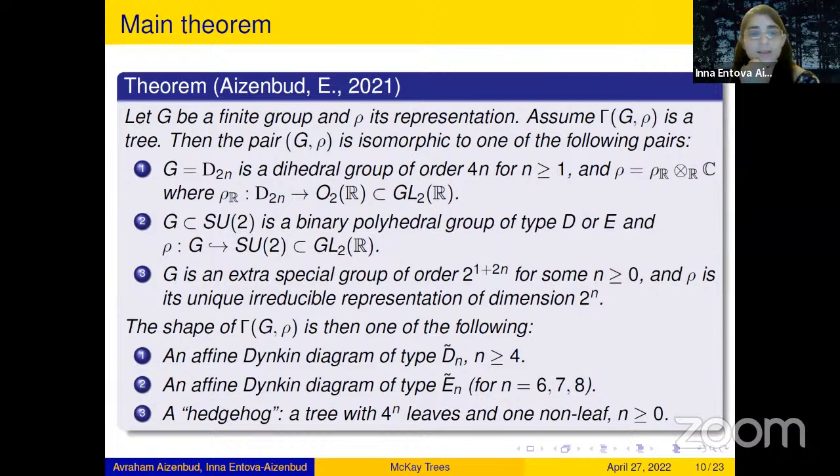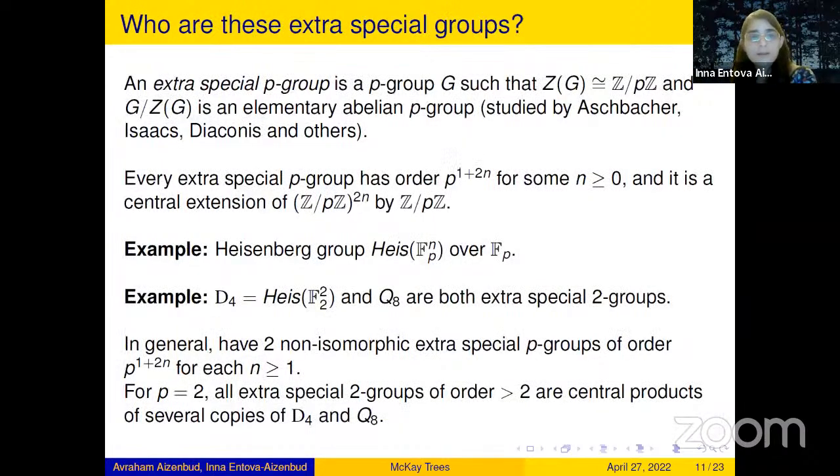Okay, so who are the extraspecial groups? So the extraspecial groups are p-groups, which are built in the following way. We can take an elementary abelian p-group. So this is just the cyclic group on p letters to some power, or if you want a vector space over Fp. And then we take a central extension by the cyclic group Z modulo pZ. And these groups have been studied by Aschbacher, Isaacs, Diaconis, and others. And it turns out that there are actually not so many of those.